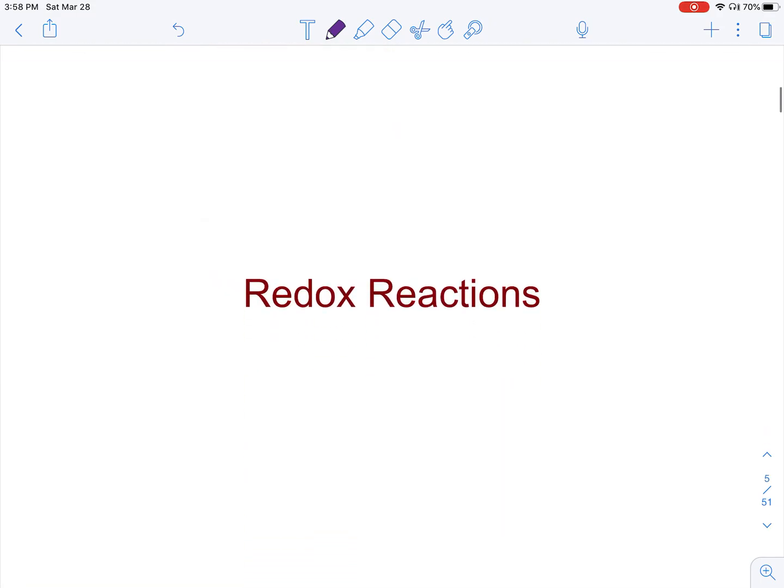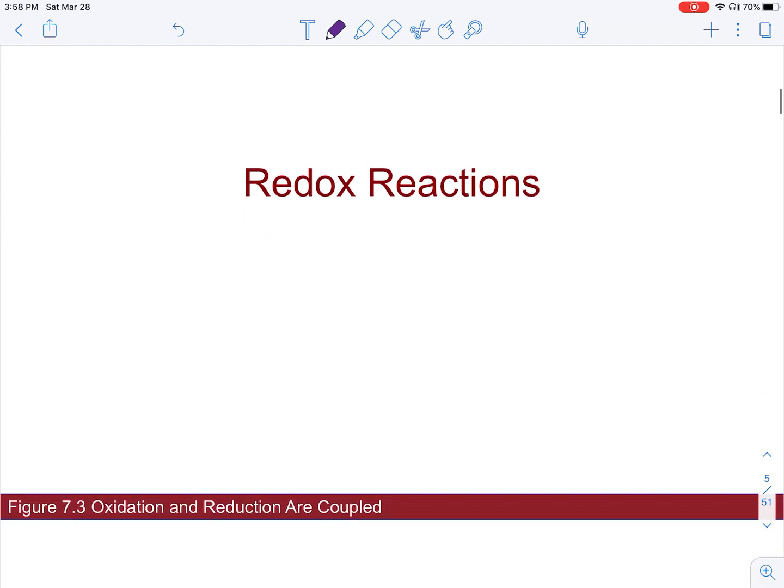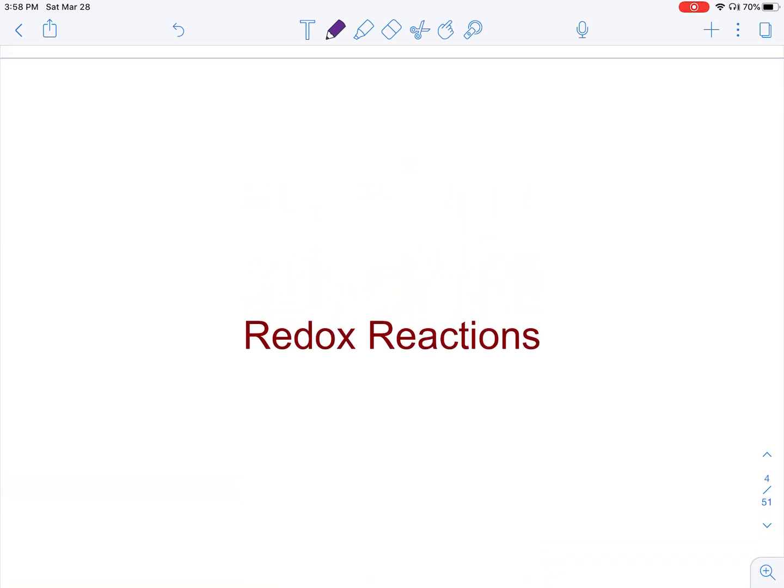Now, before we do that, we have to do a little bit of chemistry, and most of us haven't had chemistry, so I have to talk a little bit about oxidation reduction reactions, or what are called redox reactions.